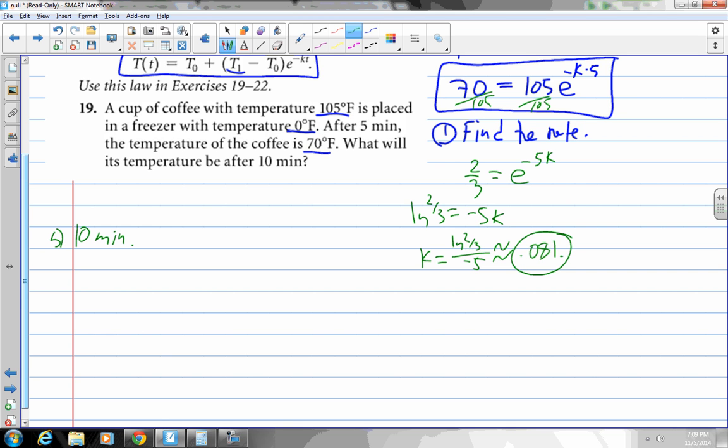So for 10 minutes, all I have to do is compute T of 10, which is 105 e to the negative 0.081 times 10. Plug that in your calculator. It's not even an equation. I mean, compute that. What did we get? 46.7 degrees, right?